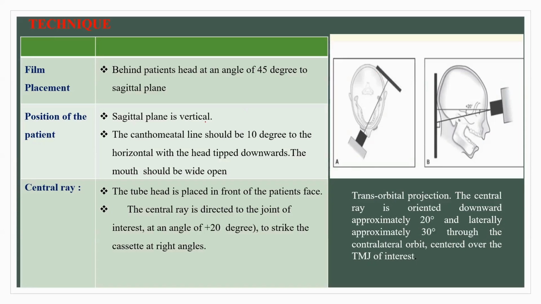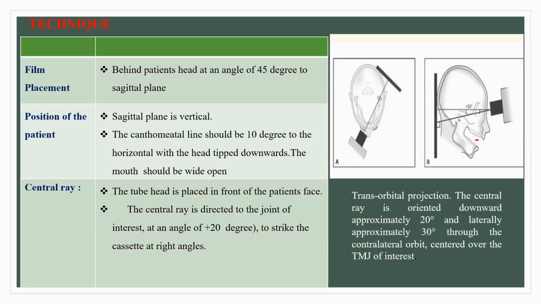How will we position the patient? The sagittal plane is held vertical. Canthomeatal line should be 10 degree to the horizontal with the head tipped downwards. So how are we going to make the canthomeatal line at 10 degree to the floor? That is by tipping the patient's head downwards, and the mouth should be wide open. You can see over here the patient's mouth is wide open.